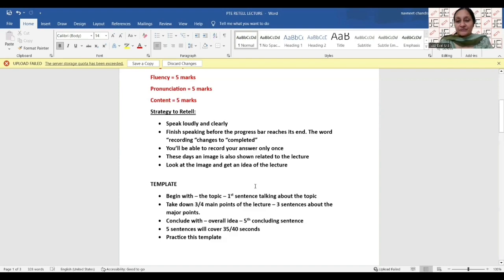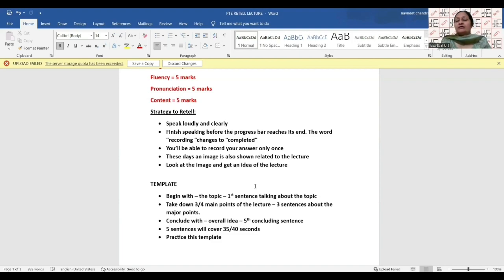Now, here in the retell lecture, you can also use a template and practice this template at home. So, what should you do? 5 to 6 sentences, basically 5 sentences, are more than enough to come to about a 32, 33, 34 seconds answer. So the first sentence naturally has to be about the topic: what was the lecture about, or what is the speaker discussing, or what is he talking about?